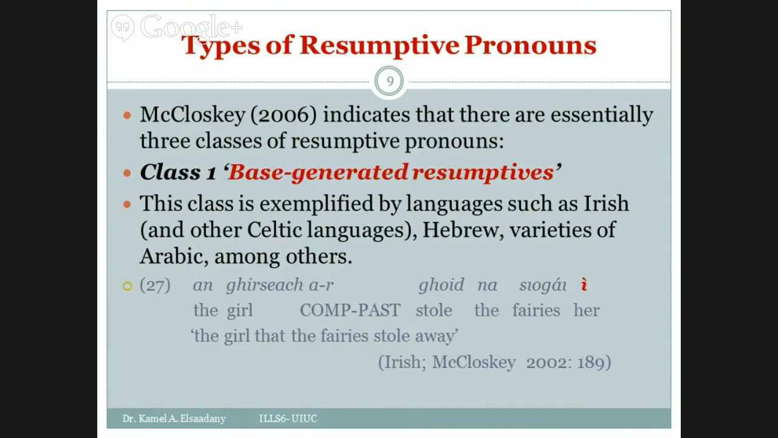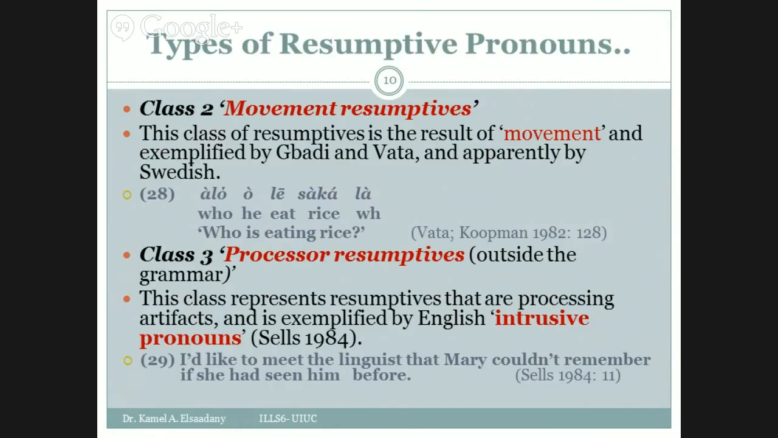Number one is base-generated resumptions, and he provided this from Irish. I don't claim that I can read Irish, but that's a basic one, and I highlighted the resumptive itself in red. So that's the first type. The second type is movement resumptives. Those who are familiar with LFG know we do not really talk about movements, so we put it because he put it this way, and it is exemplified by this example.